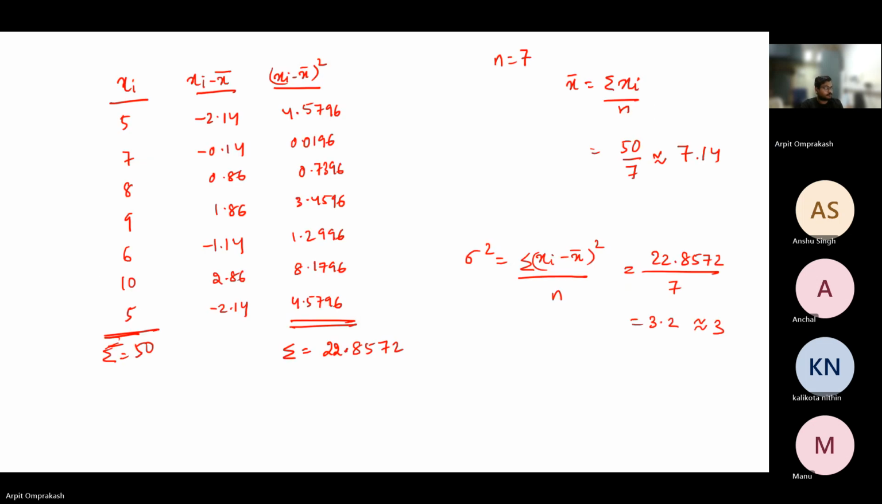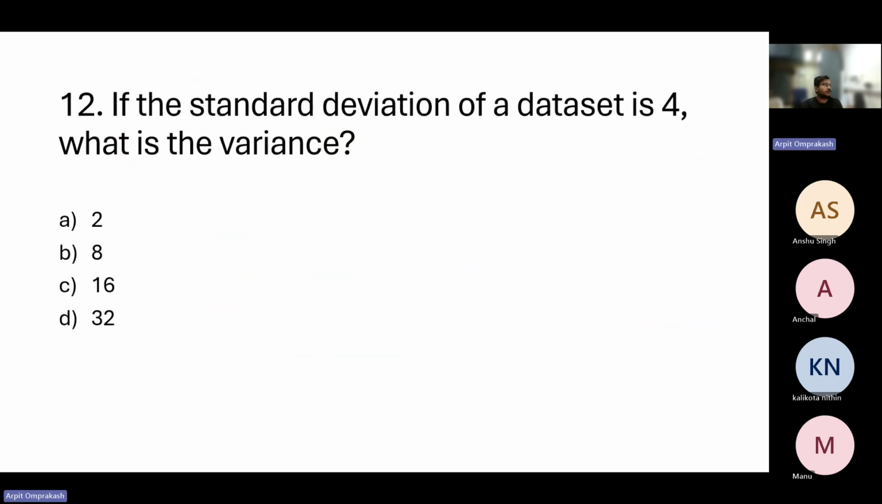Right. The next question is, if the standard deviation of a data set is 4, what is the variance? So this is a straightforward question. The standard deviation is basically root over of variance. So we are given the standard deviation, which is sigma, which is root over of variance. So variance is basically the square of standard deviation, which is 16 in this case. The answer here will be option C, which is 16.